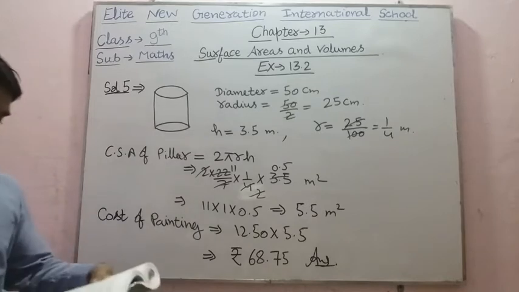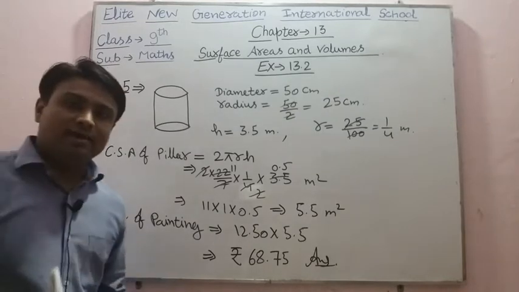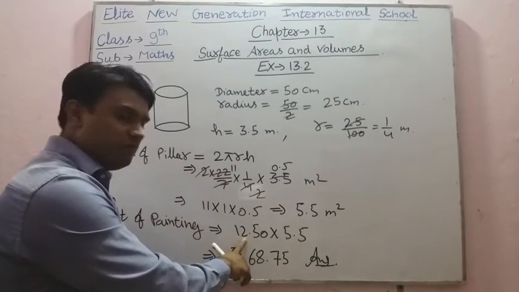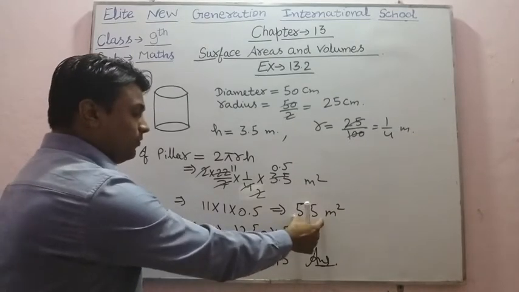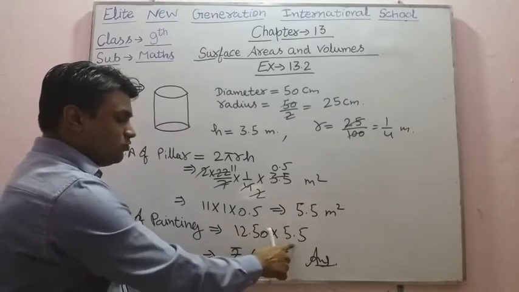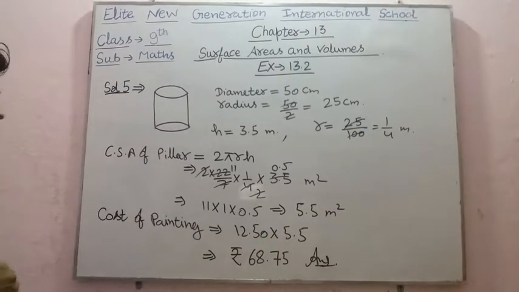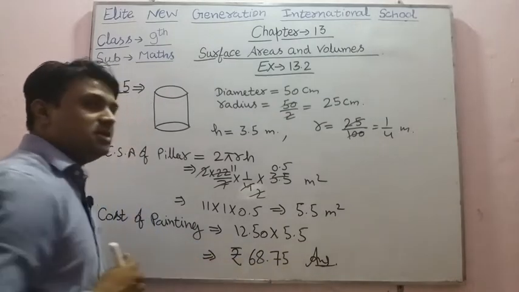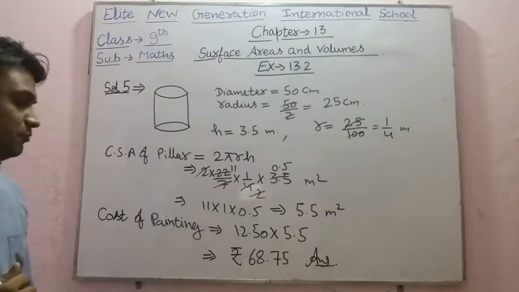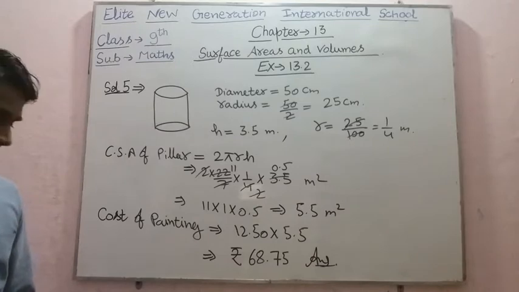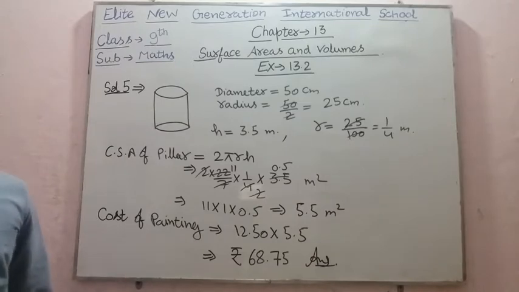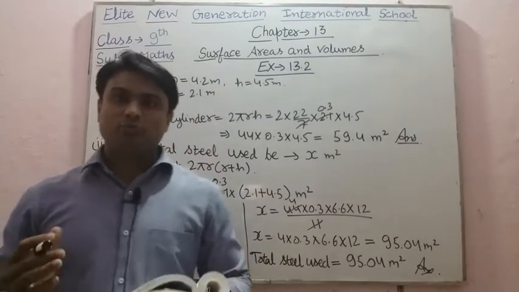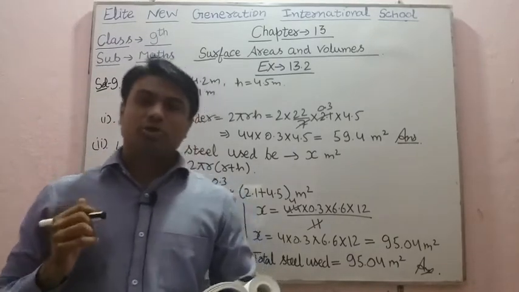Now we have to find the cost of painting. We have given that the cost of painting 1 meter square will be equal to 12.50. So total cost of painting will be given by 12.50 into 5.5. So 12.50 into 5.5 will be equal to 68.75. So 68.75 rupees is the answer. Now after this, see the next question. After this the remaining questions are the same, so that you can try. Now see question number 9.